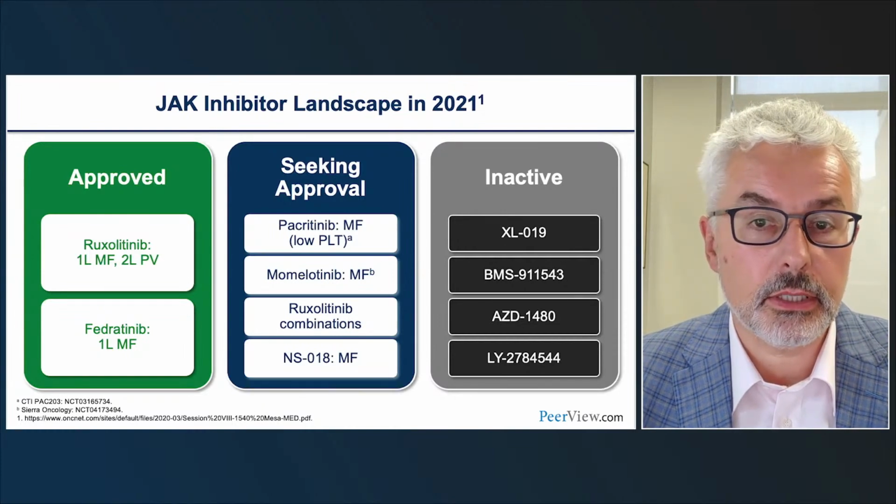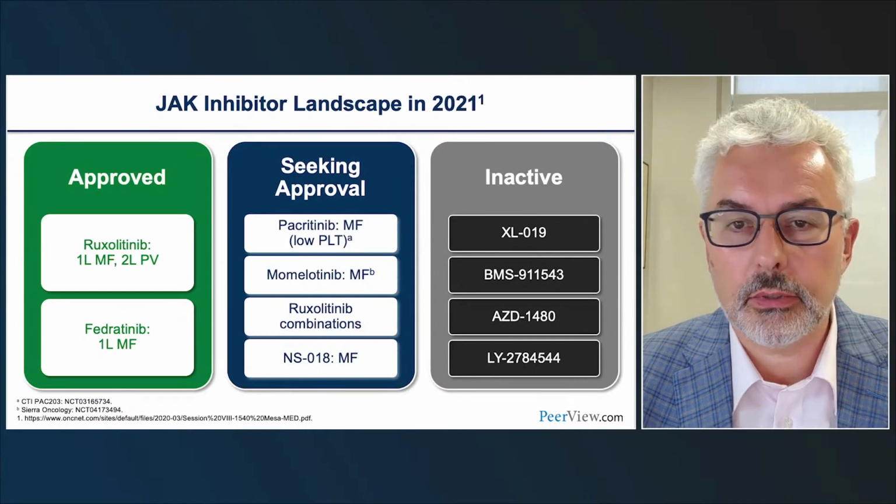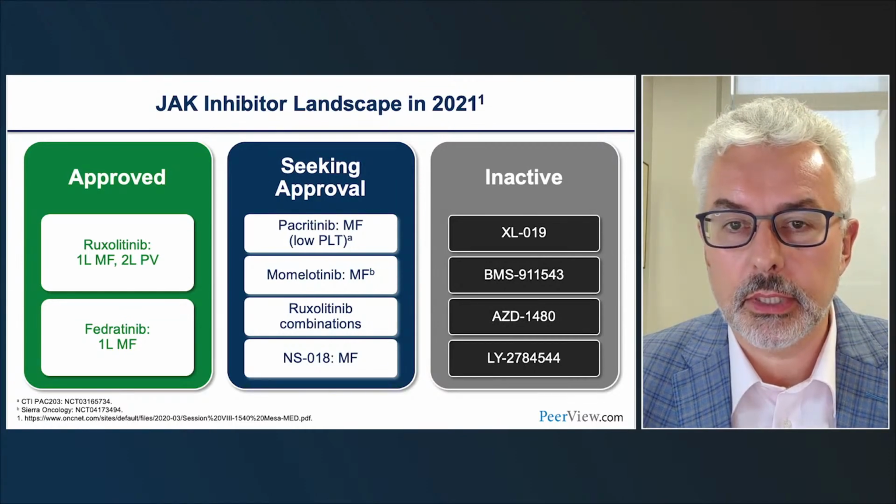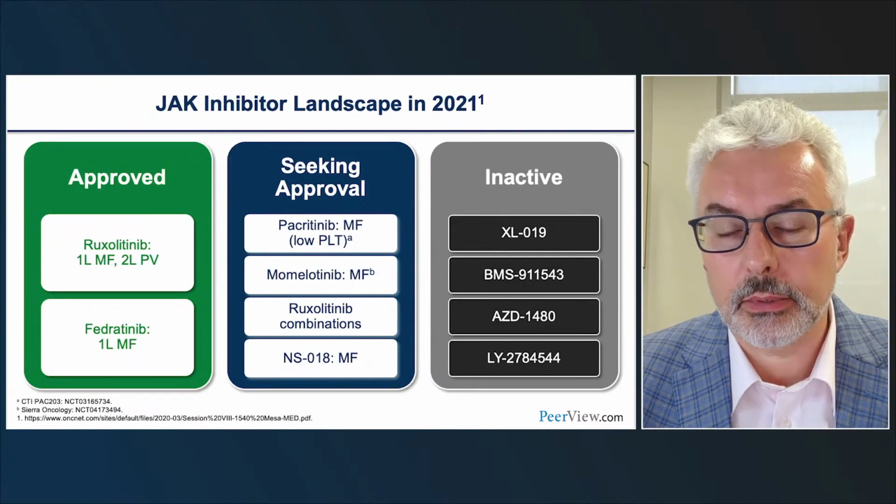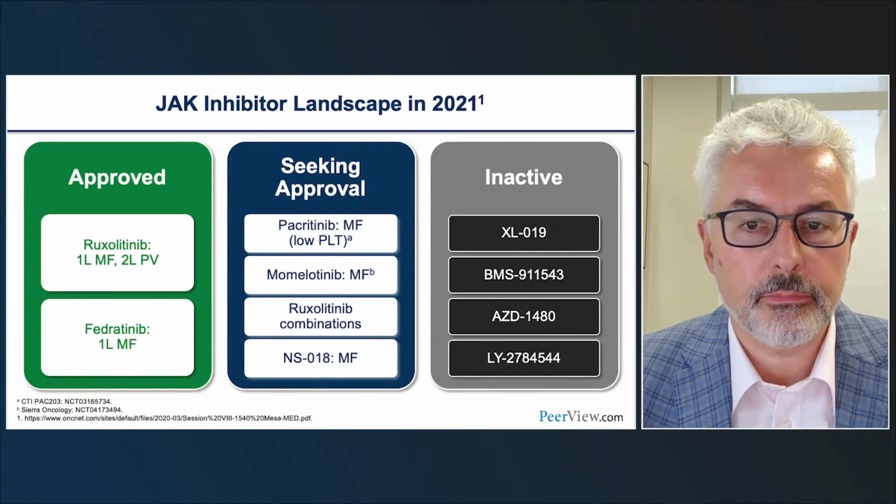They should not be used in patients with platelets below 50, while pacritinib might be active in that area. And there is also a phase 3 randomized study underway for patients with platelets below 50, comparing pacritinib to best available therapy, the so-called PACIFICA study.